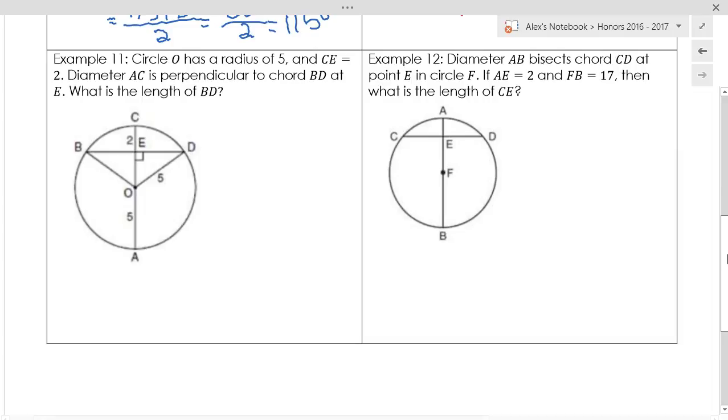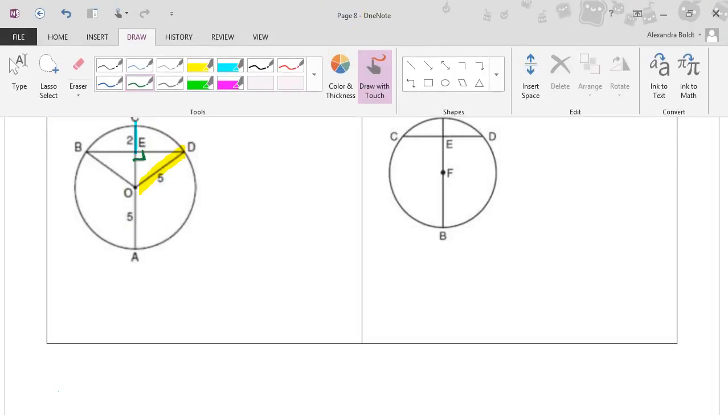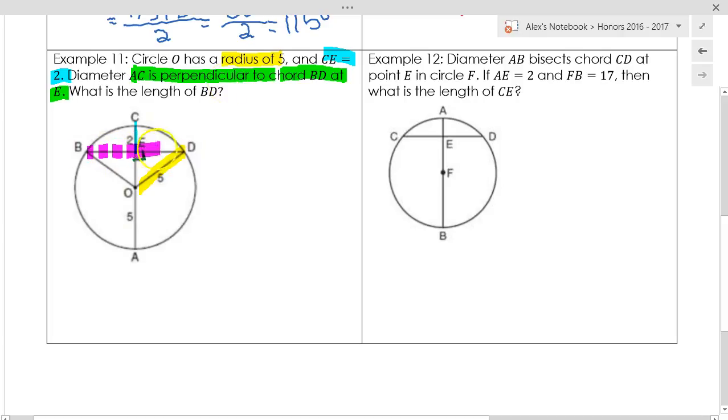Looking at example 11, circle O has a radius of 5, so that's told to us here, and CE equals 2. Diameter AC is perpendicular to chord BD at E. That tells us AC is perpendicular to BD, which tells me this is a right angle. It wants to know the length of BE. So we're finding this whole thing.